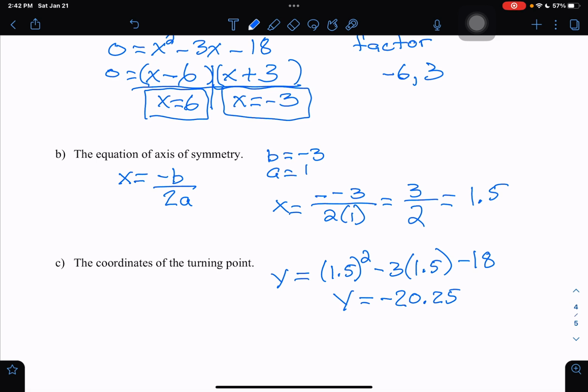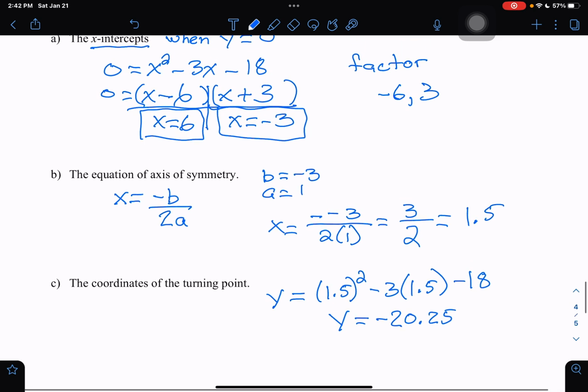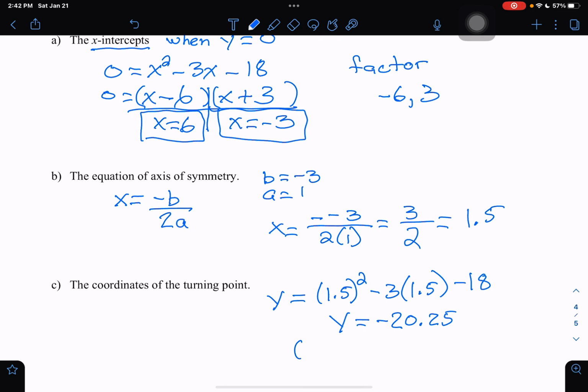So the turning point as a coordinate is 1.5 or 3/2. I'll leave it as a decimal: 1.5 comma negative 20.25. That's the turning point.